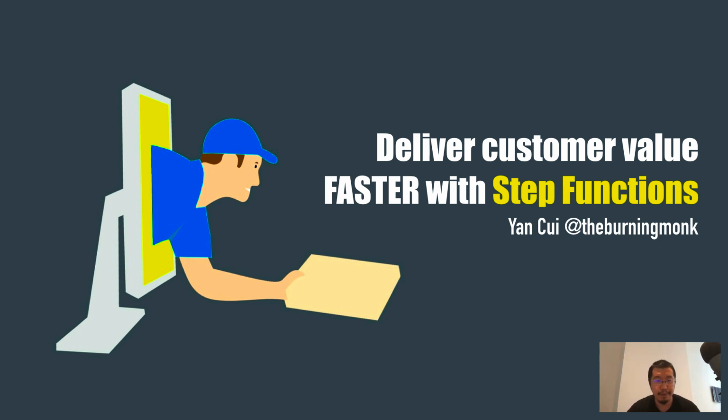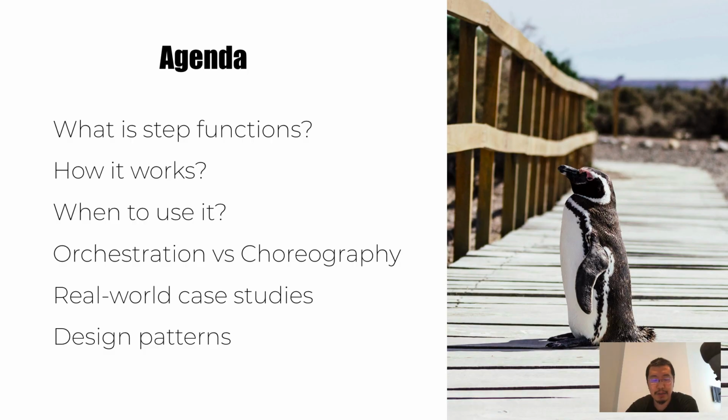So tonight I'm going to talk about step functions and how you can use step functions to deliver customer values very quickly. In terms of the agenda, I'm going to start nice and easy and just talk about what is step functions and how it works. And I think one question I get quite a lot as well is just when do you actually use it? And also how does it factor into the equation of, when you build microservices, all this talk around orchestration versus choreography, how does step functions factor into that equation?